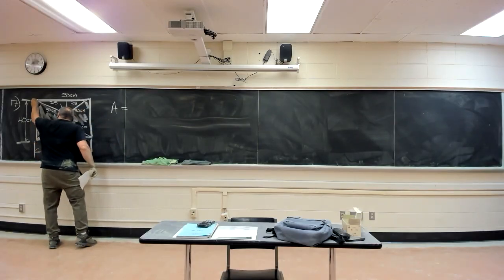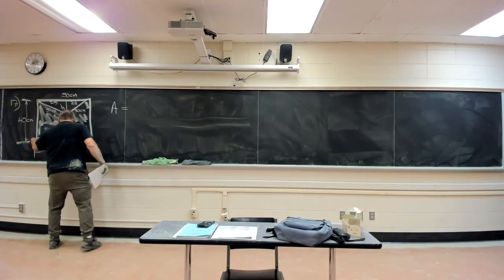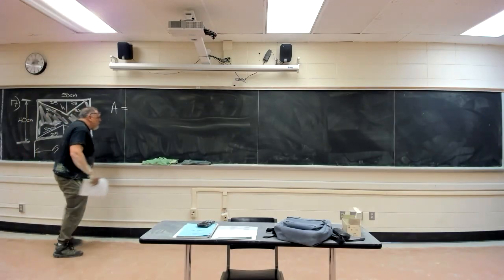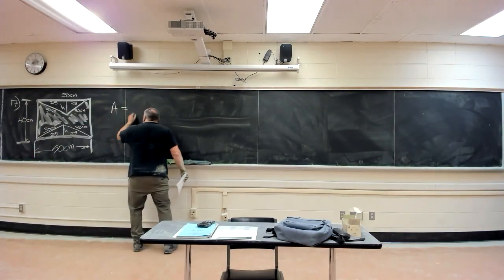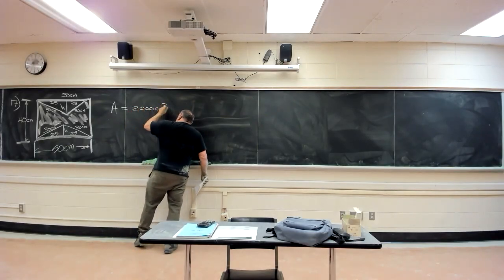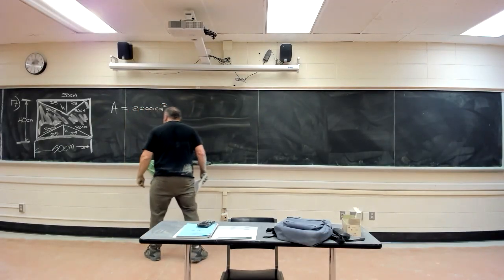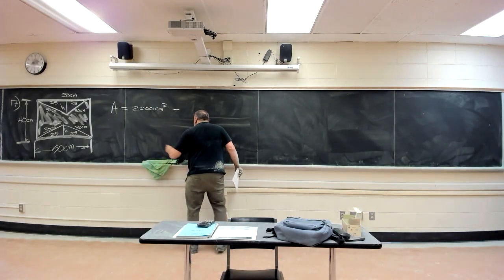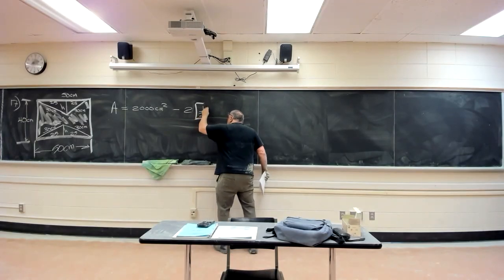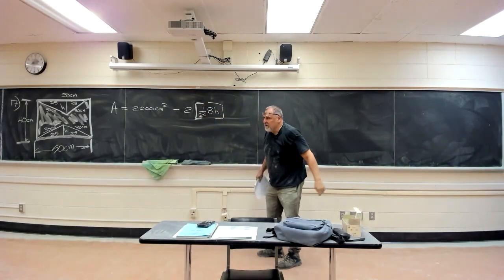This area is length. Forgive me. This area is length times width. 50 times 40, 2,000 square centimeters, minus double the area of one of the triangles.